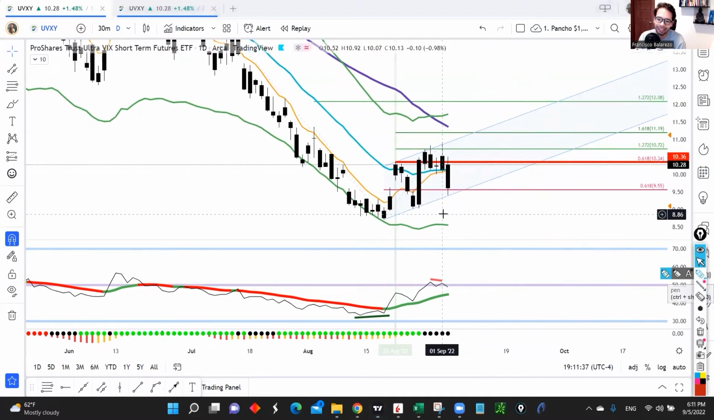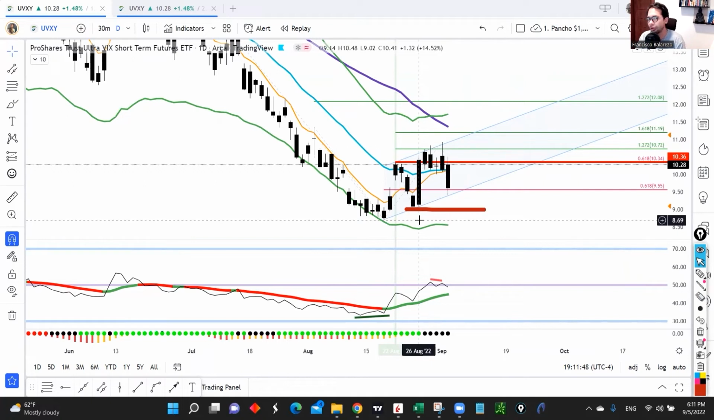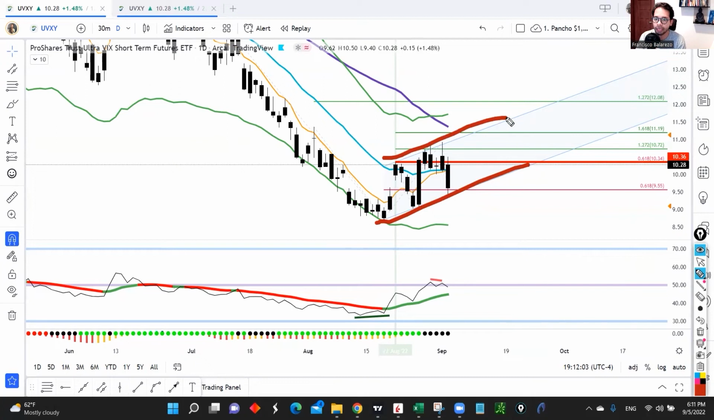I think that this gets invalidated if we get a daily close below this level right here. So basically a close below 9. Perhaps then we can reassess, and then we're going to get new information in the market. But for now, the UVXY is looking bullish, and I'm expecting a breakout soon. So let's see how it trades. Keep this chart on mind. Keep this channel on your chart as well. I think it's going to be really, really useful.